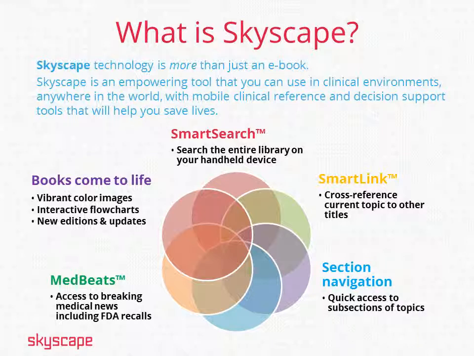Smart Linking is an easy cross-referencing tool that helps you to connect a current topic to other titles. Books come to life with vibrant color images, interactive flowcharts, new editions and updates. Skyscape gives you access to breaking medical news including FDA recalls. All Skyscape resources have multiple sections to navigate and give you quick access to subsections of topics.